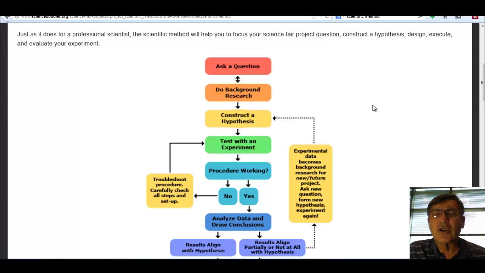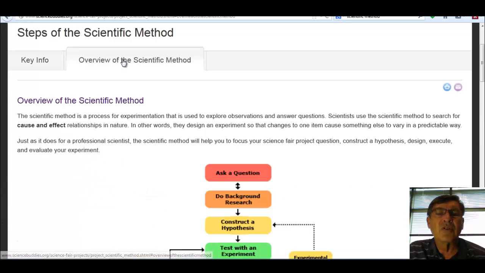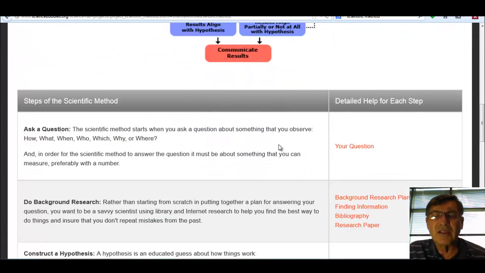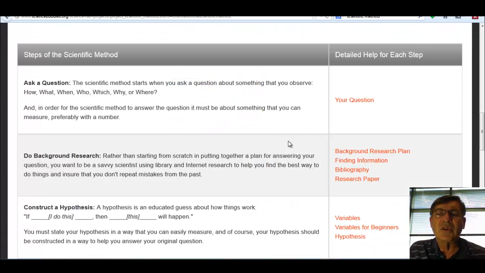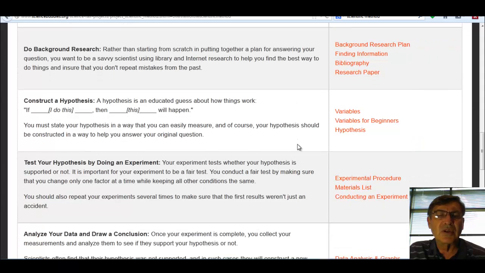And this is a nice chart that you might want to show your students as part of your technology, which would be materials from the Science Buddies website that talks about the scientific process. We have key information: ask a question, do background research, construct a hypothesis, test your hypothesis by doing an experiment, analyze your data and draw a conclusion, and communicate your results. And then an overview of the scientific method, and they have that here. And then you can also go down and you can see other information that they have here that will help you as you do experiments in your class.